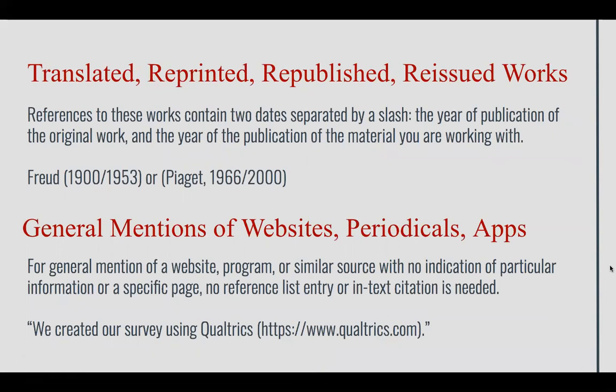Okay, sometimes you'll encounter a source that has been translated from the original language, or maybe reprinted at a later date, republished, or reissued. So if you run into a source like that, this is how you would handle it. You would just include both dates, the original and the new version, separated by a slash.